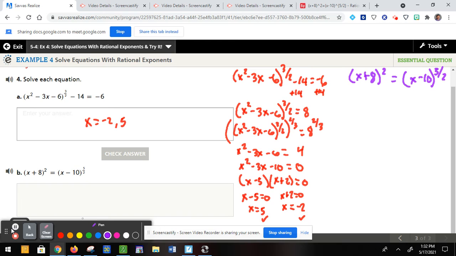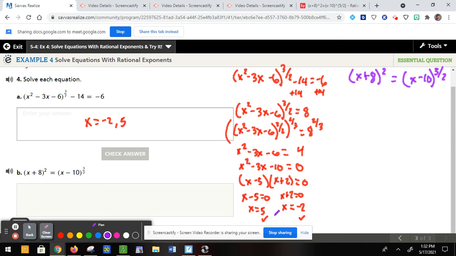All right, let's look at part A in red. First thing I did was add 14 to both sides, and then raise both sides to the power of 2/3. You end up with x squared minus 3x minus 6 equals 4. Now you've got a quadratic to solve, so I subtracted 4 from the other side, factored, and got x equals 5 and x equals -2, both of which work when checked. So no extraneous solutions, x equals -2 or positive 5.